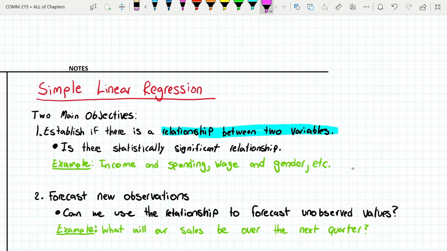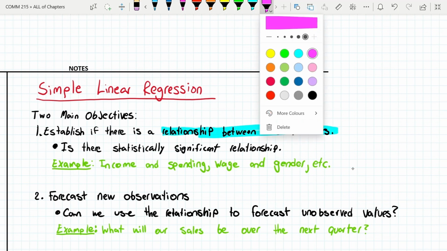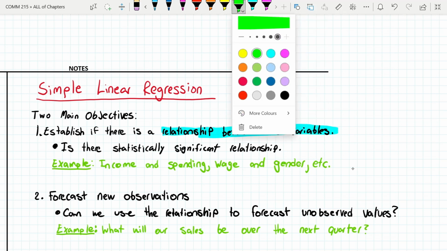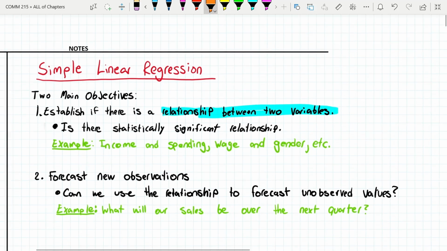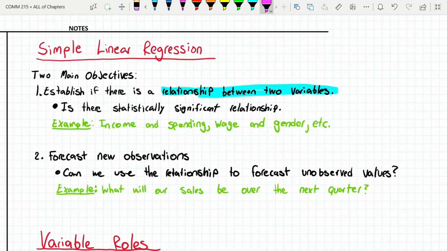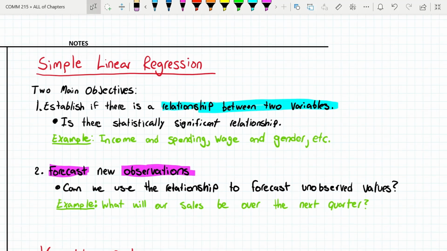Let me make sure the highlighter is good. Looks good. All right. So number two is to forecast new observations. Forecast new observations. So going with number one, sorry, I didn't finish.